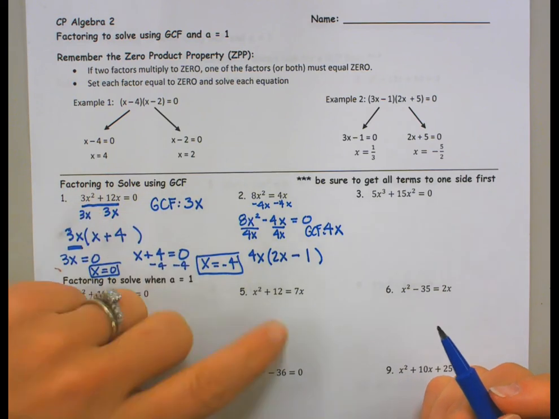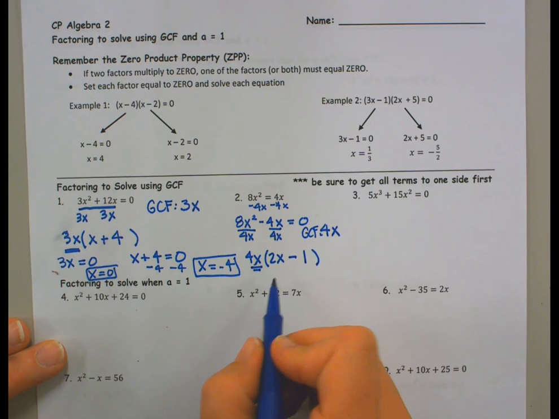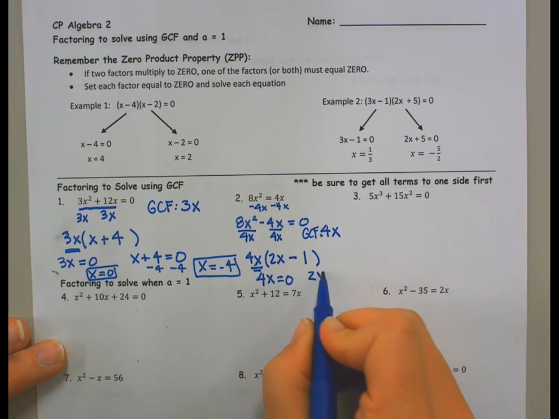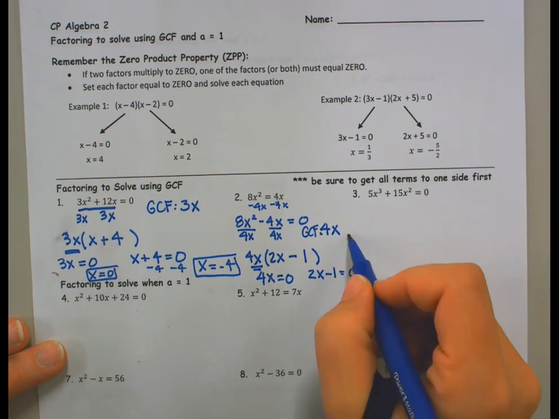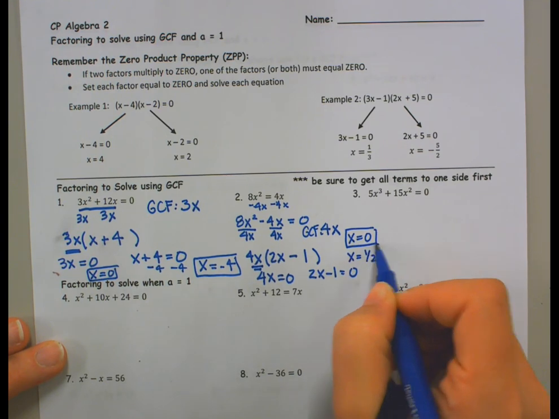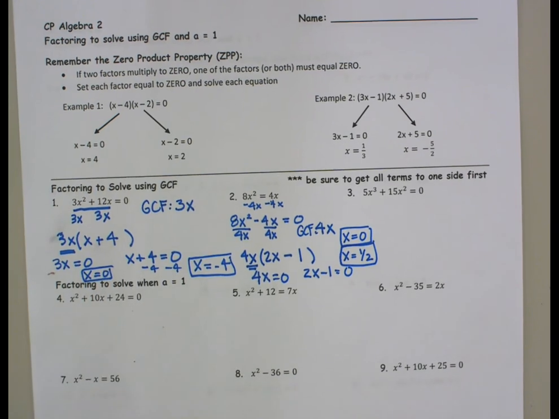So then to solve, I take both of my factors. So 4x is a factor, so I take 4x and set it equal to 0. And I take 2x minus 1 and set it equal to 0. So then I would get that my answers are x equals 0 and x equals 1/2, right? If I add 1 to both sides and then divide by 2, I would get 1/2.